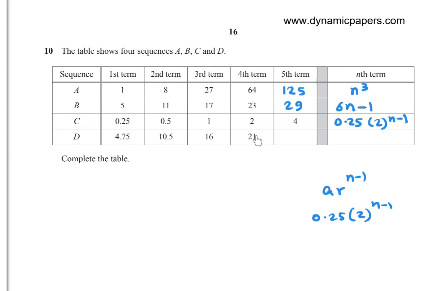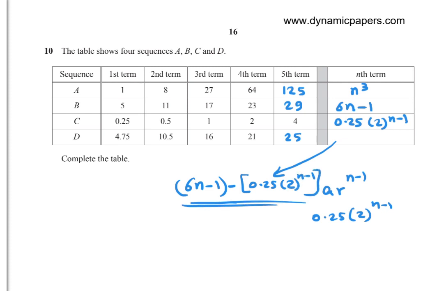So each term in sequence D results if you subtract sequence C from sequence B. So 29 minus 4, this is 25. Now the nth term is the same. So the nth term will be 6n minus 1 minus the nth term for sequence C, which is 0.25 times 2 power n minus 1. So this is the nth term for sequence D.